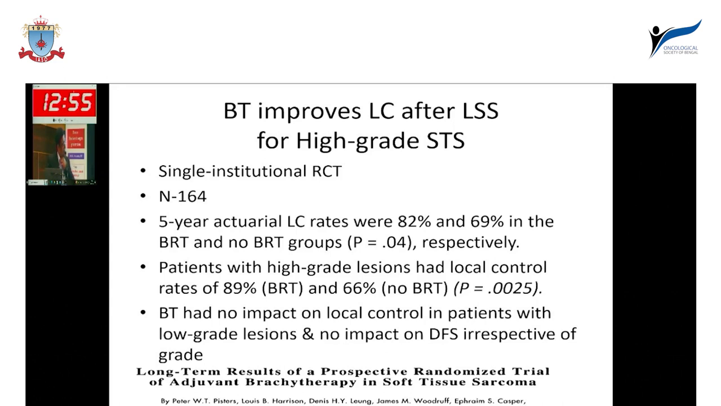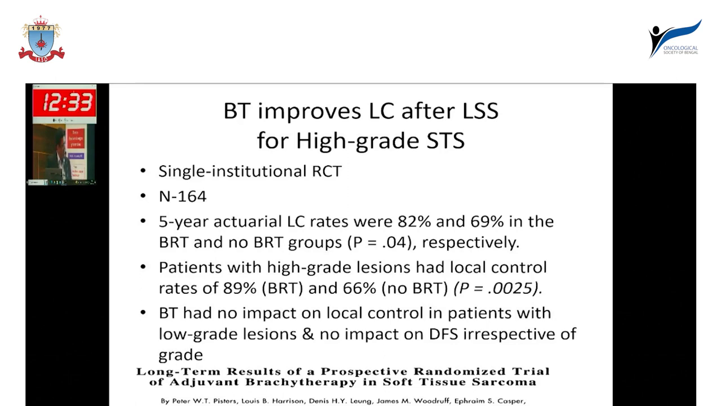Just to add on, probably if it is superficial to the fascia, but otherwise we do prefer RT for most of the cases. But again, superficial to the fascia, less than 5 centimeters, very good margins, we can avoid. Okay. I'm sure the only radiation oncologist in the audience, so you obviously.